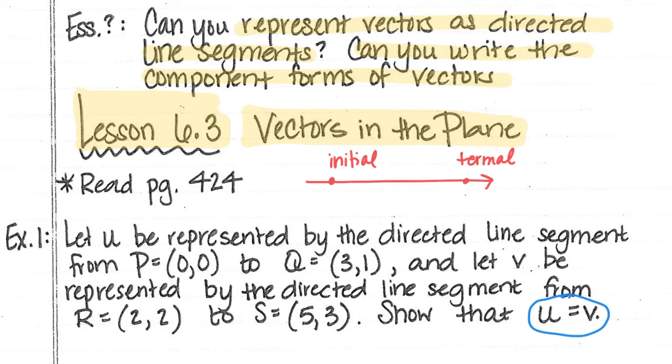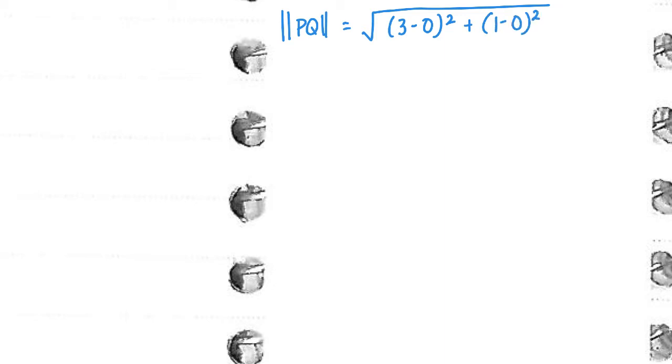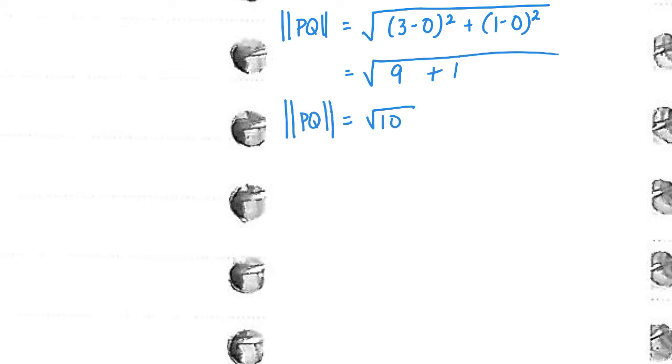So the first thing that we have to do is we have to go ahead and show PQ. The way they write vectors is they write PQ like this. And really, all we're using is that good old distance formula from Algebra 1. So we are going to take 3 minus 0 quantity squared and add it to 1 minus 0 quantity squared. And it looks like we get 9 plus 1. So it looks like the distance from initial to terminal of PQ, or the vector, is the square root of 10.